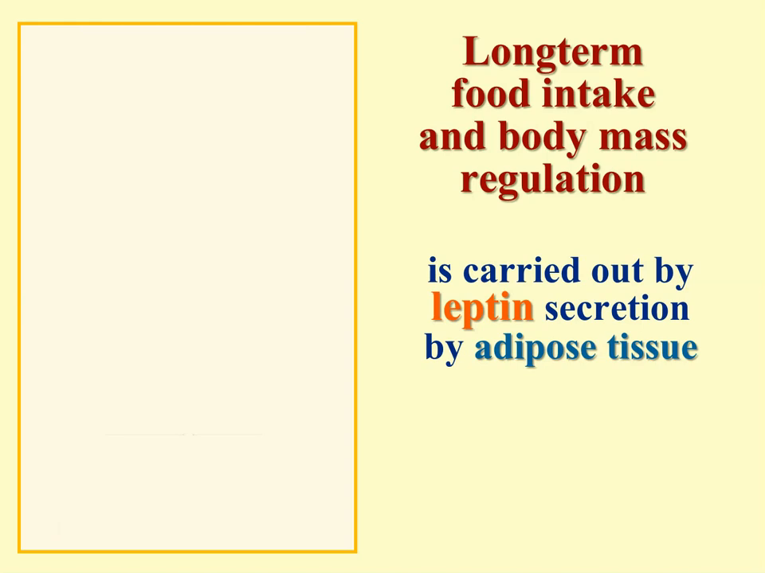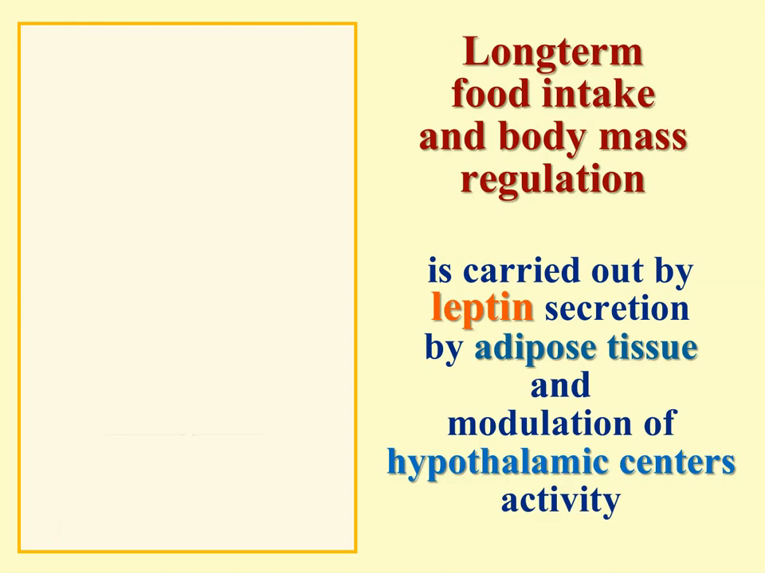And it's arranged in such a way that the more fat cells are present, the more fat is accumulated in the fat cells, the more leptin they produce. And leptin decreases appetite. It modulates the activity of hypothalamic centers. If you remember, there is a hunger center and a satiety center.